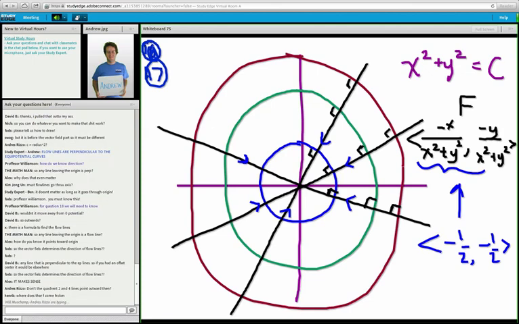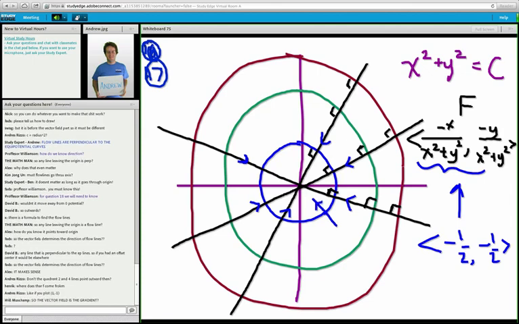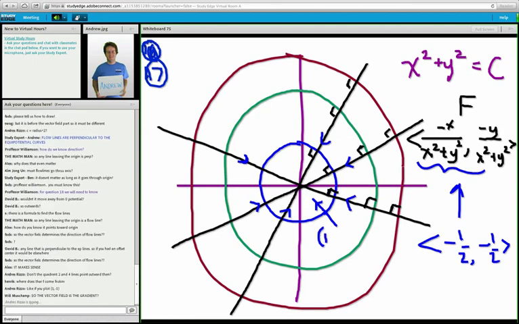Don't quadrant 2 and 4 lines point outward then? No, because these will also point to the center. You can try the point 1, comma, negative 1. Sure enough, that vector will give you negative 1, comma, 1. That vector points to the origin at that point.